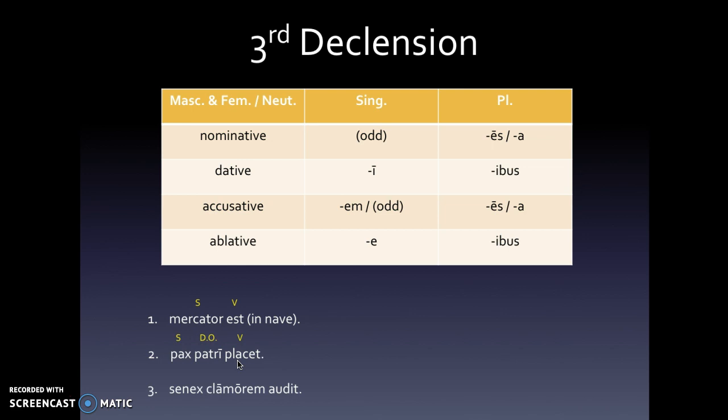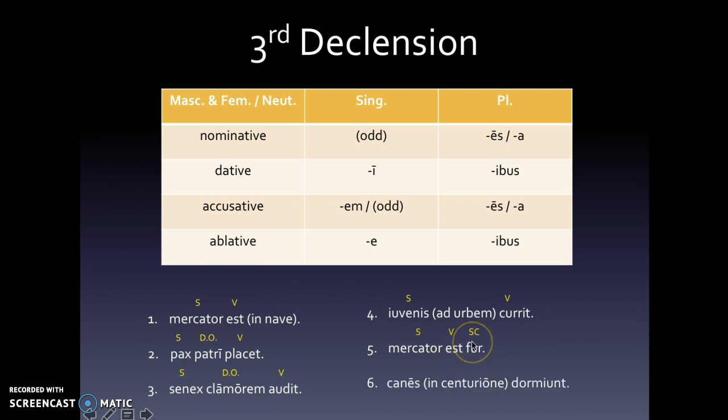Senex clamorem audit. The old man hears a shout. Juvenis ad urbem currit. The young man runs to the city. Mercator est fur. The merchant is a thief. Here's another example. We've got two nominatives, one on each side of a linking verb, which is essentially an equal sign. They are the same. So this is a subject complement. Canes in centurione dormiunt. The dogs are sleeping on the centurion.